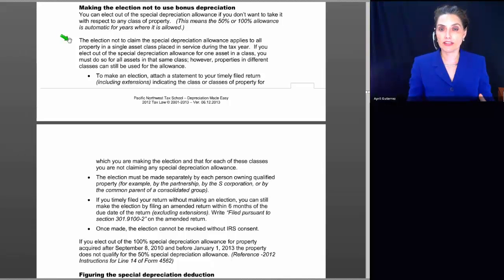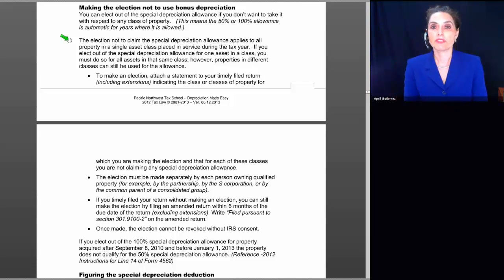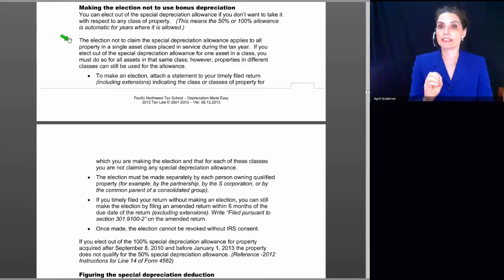If you are filing a timely return, it is only with the timely return that you can elect out of bonus. And so for that reason, tax software will default to claiming 100% or 50% bonus depreciation in the year the asset is placed in service, because that's the default. And you're going to have to deliberately make a decision in how you do your data entry in the computer to make it MACRS double declining balance or straight line, any other method you might choose.